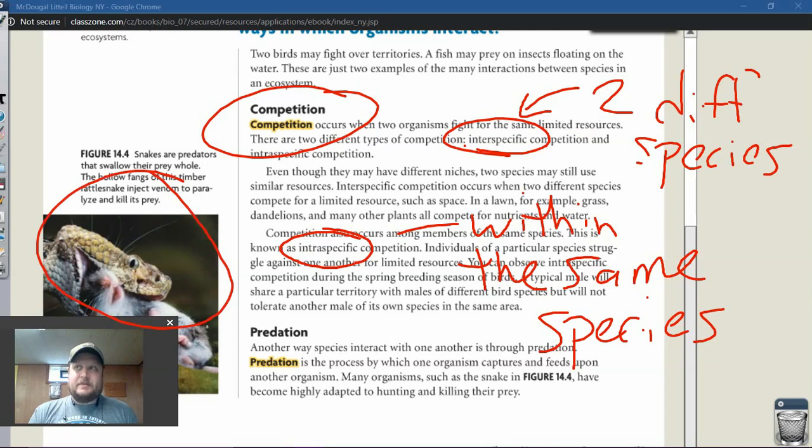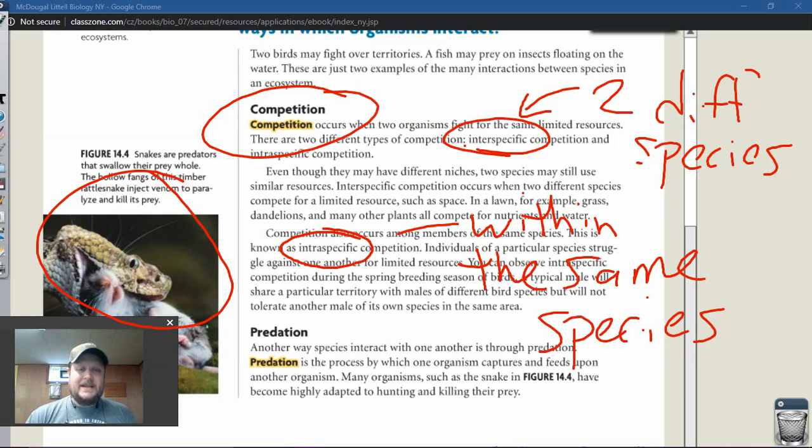Now, is that snake probably the only thing in the area that eats mice? Probably not. Okay. It might be competing for resources with, let's say, hawks or a fox, something of that nature, something else that might be eating mice.